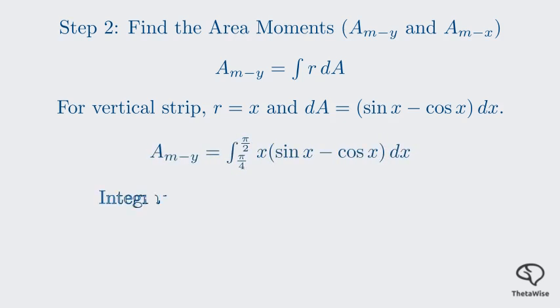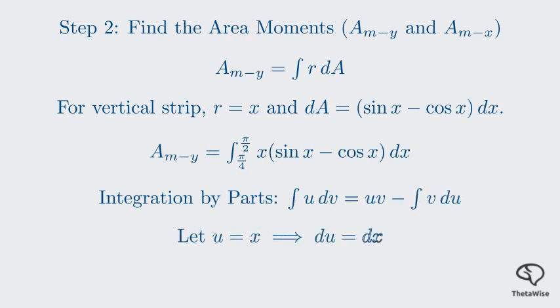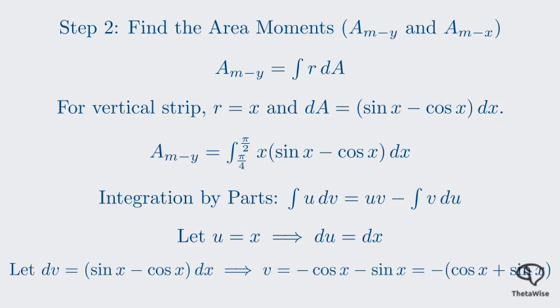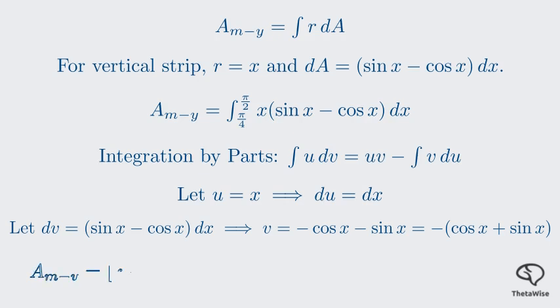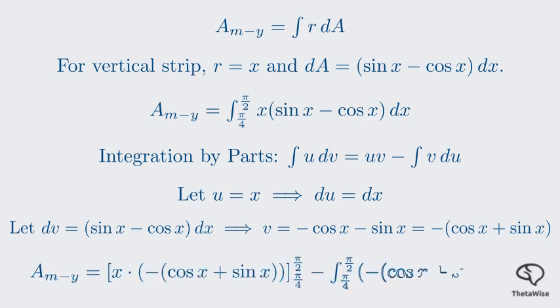Recall the integration by parts formula. The integral of u dv equals uv minus the integral of v du. Here we'll let u equal x and dv equal the quantity sin x minus cos x dx. Differentiating u gives us du equals dx. Integrating dv gives us v equals negative cos x minus sin x. Now we substitute these into the integration by parts formula.